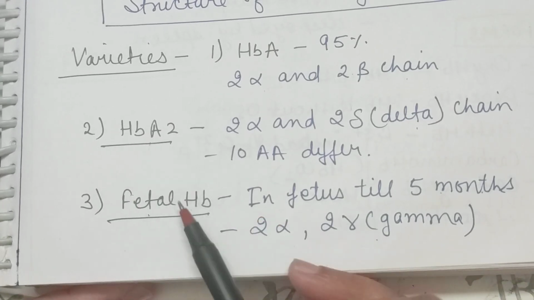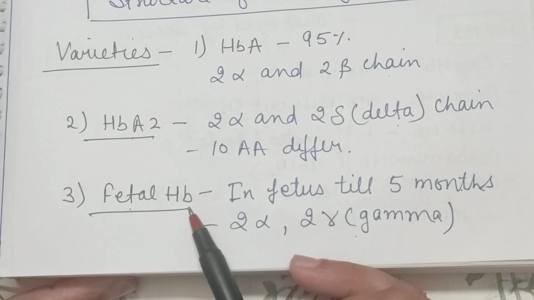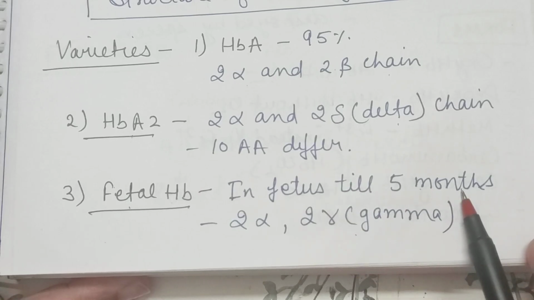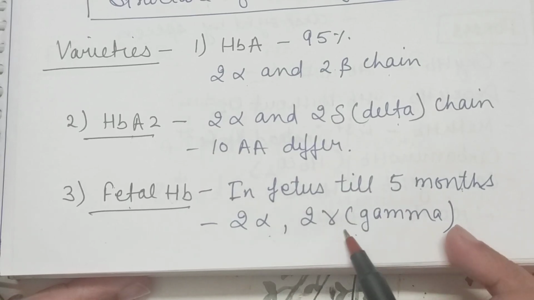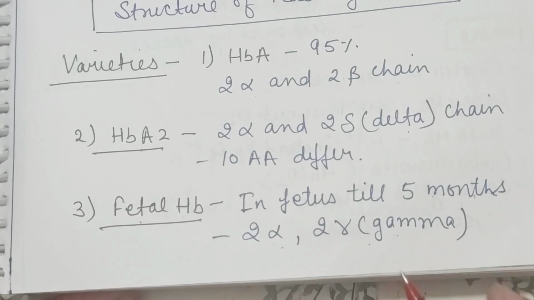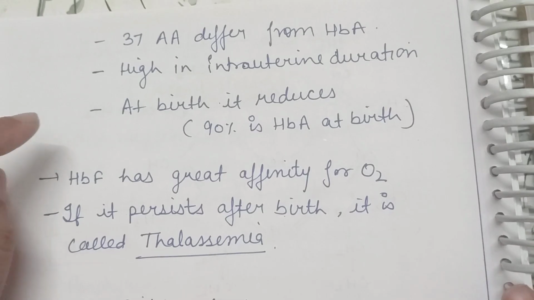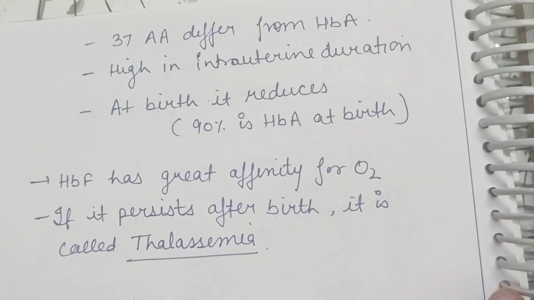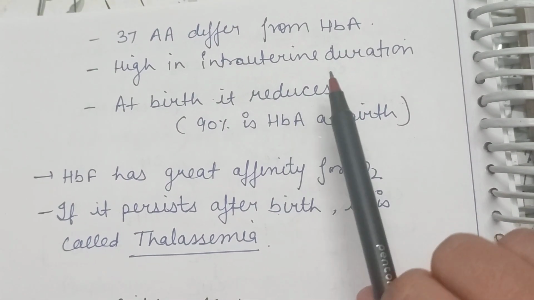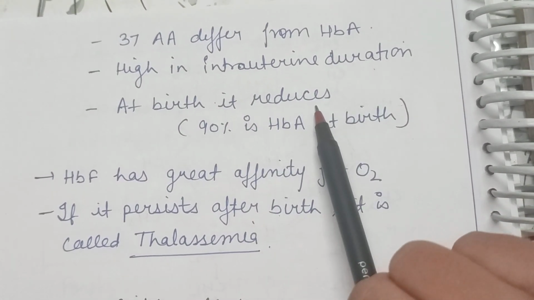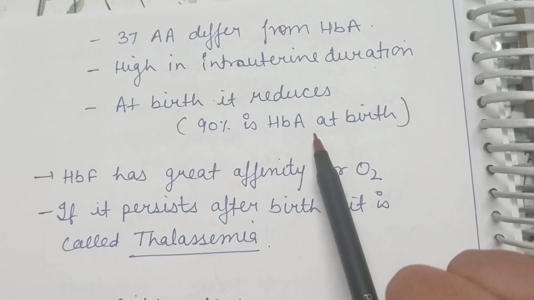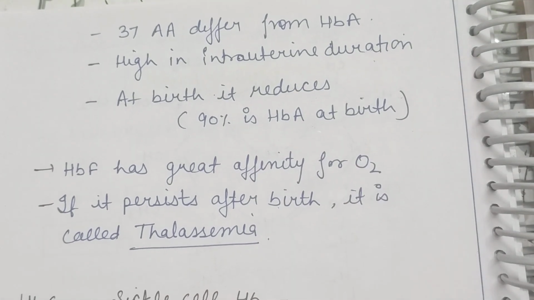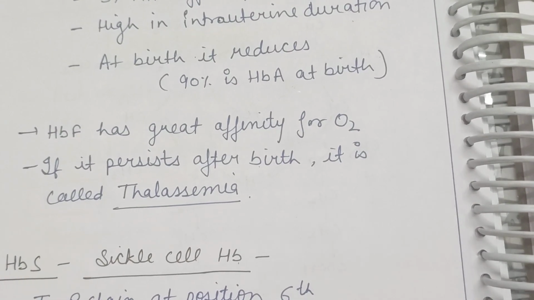What is HbF or fetal hemoglobin, which is present in the fetus till 5 months? Here we have 2 alpha and 2 gamma chains, where 37 amino acids are different from HbA. It's high in intrauterine duration and at birth it reduces. 90% is HbA at birth. HbF has great affinity for oxygen. If it persists after birth, it's thalassemia.